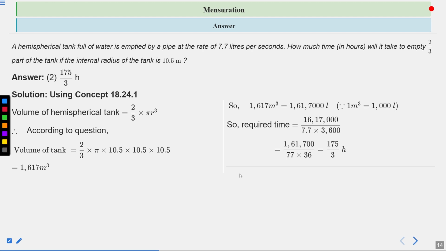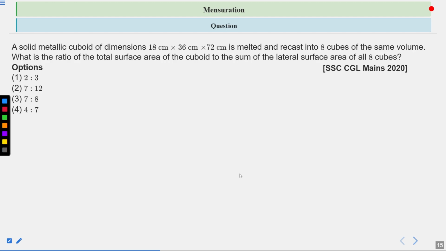Next one. A solid metallic cuboid of dimension 18 centimeters by 36 centimeters by 72 centimeters is melted and recast into 8 cubes of the same volume. What is the ratio of the total surface area of the cuboid to the sum of the lateral surface area of all 8 cubes? This question was asked in the SSC CGL Mains exam in 2020.